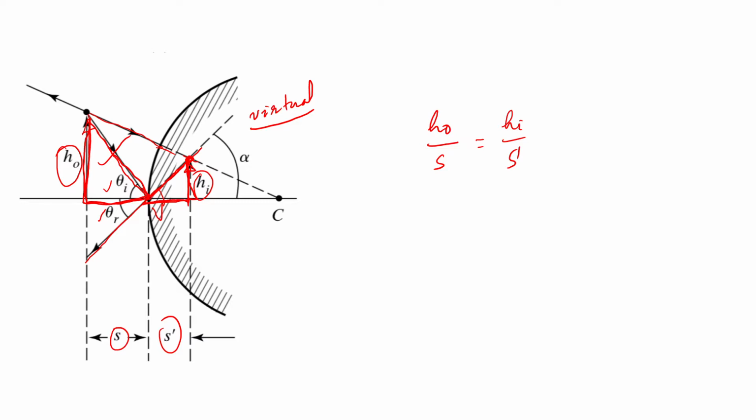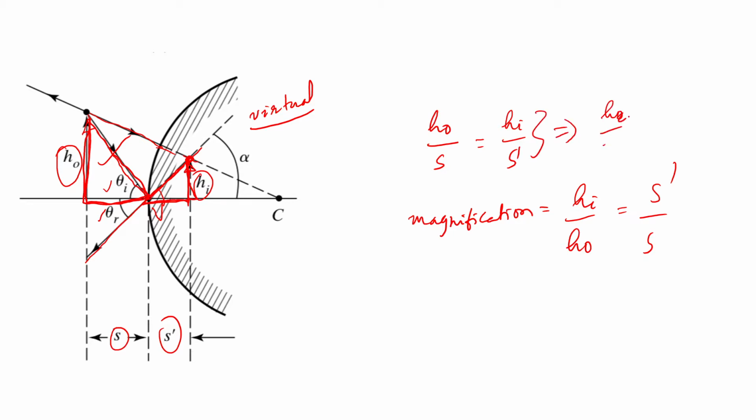And we can define something called magnification. Magnification is defined as the image height over object height, and in this case it would be s prime over s. From here, I can write hi over h0 as s prime over s. So I can write magnification as s prime over s, right? Convince yourself that these two triangles are similar.